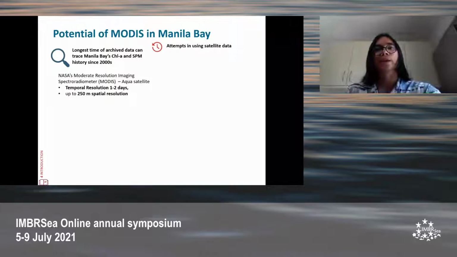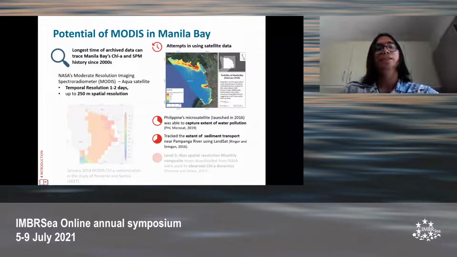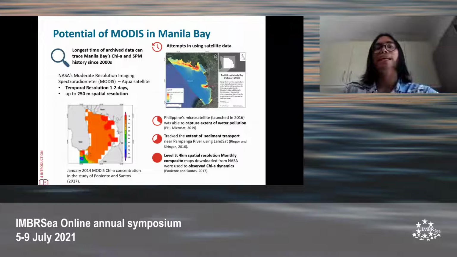And there have been many attempts in Manila Bay in using the satellite data for chlorophyll A and SPM specifically. So for example, the Philippines microsatellite, which was launched in 2016, was used to study water pollution. And in another study, they tracked the extent of sediment transport in the northern part of the bay. And more importantly, there's only one study that uses the MODIS satellite, using the monthly composite with a spatial resolution of 4 kilometers. And if you can see from the image there, it has a low resolution.